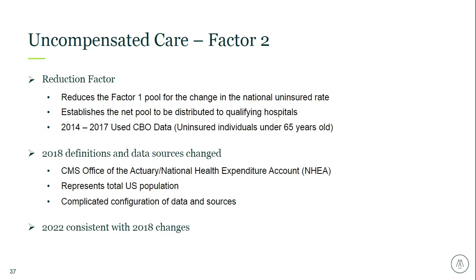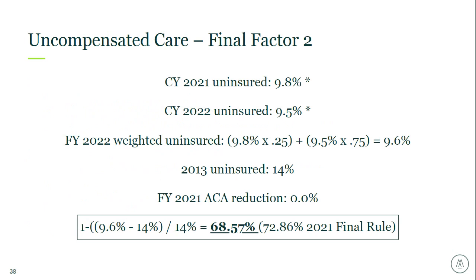So for calendar years 2020 and 2021, the estimated uninsured rate is 9.8% and 9.5%. The calendar year values are then converted to a payment year using a weighted average approach to get to 9.6%. And so after running it through the formula, factor two now equals 68.57% as compared to last year's final rule of 72.86%. That's a pretty big dip, and couple that with a drop in the factor one amount, hospitals are now splitting a significantly smaller pool amount.